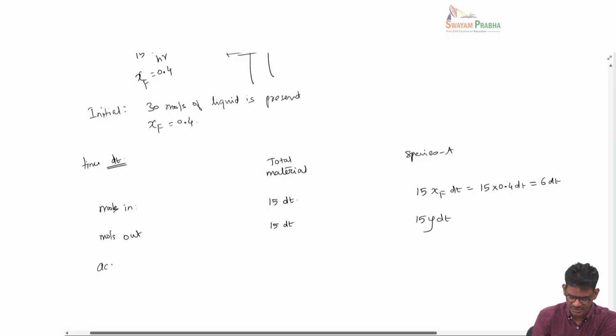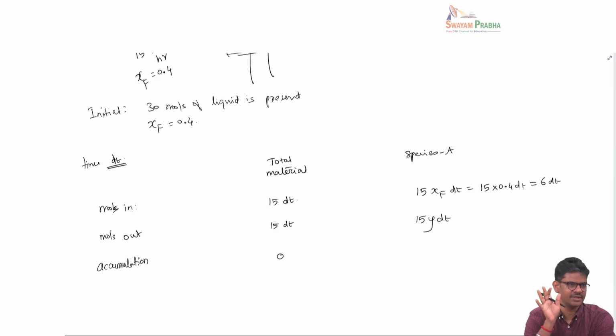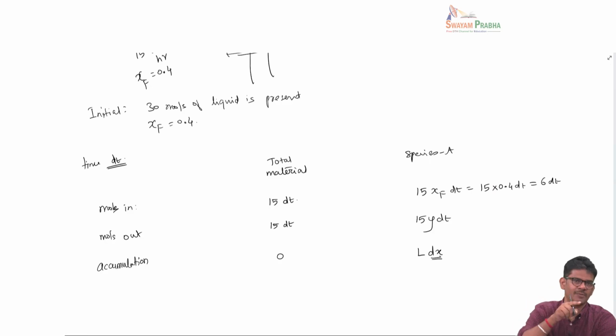So now comes the accumulation term. For the total material, it is 0, because whatever is coming in is going out. So whatever is initially present, 30 moles, will remain the same. For species A, in the still, since L is constant, the only thing that is changing is the composition dx. In the previous problem, I had written d of Lx, because both L and x were changing, but here the operation is done in such a way that L remains constant. So dL is 0, and the accumulation term for species A is L times dx.